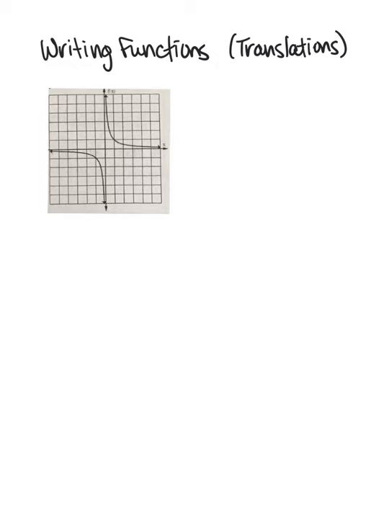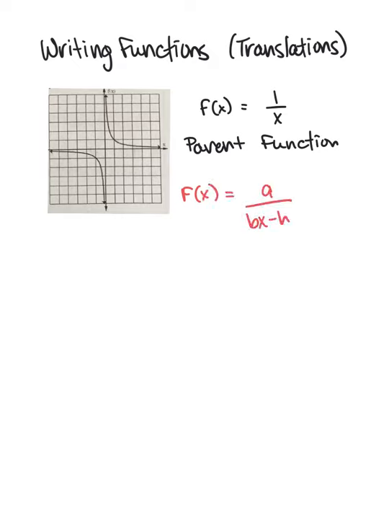This is my rational function. My rational function is f of x is equal to 1 over x. This is the parent function of this graph. When I write this in generic terms to figure out what I'm going to translate, my generic form of this is f of x is equal to a over bx minus h plus k. And everything has the same meaning as before.